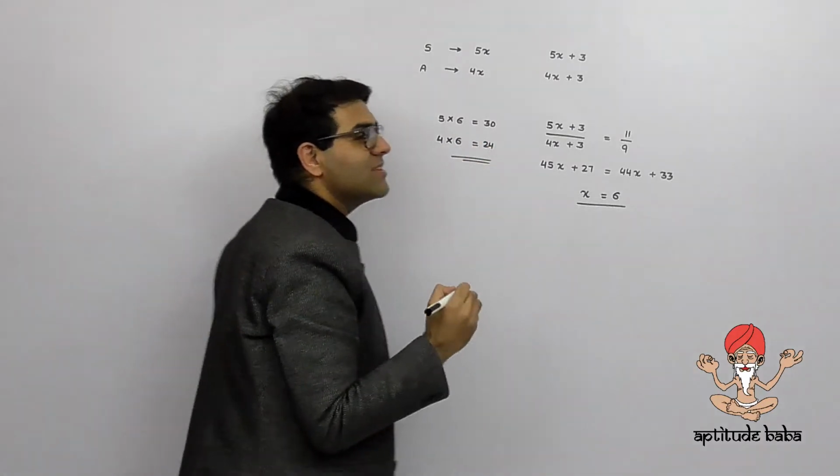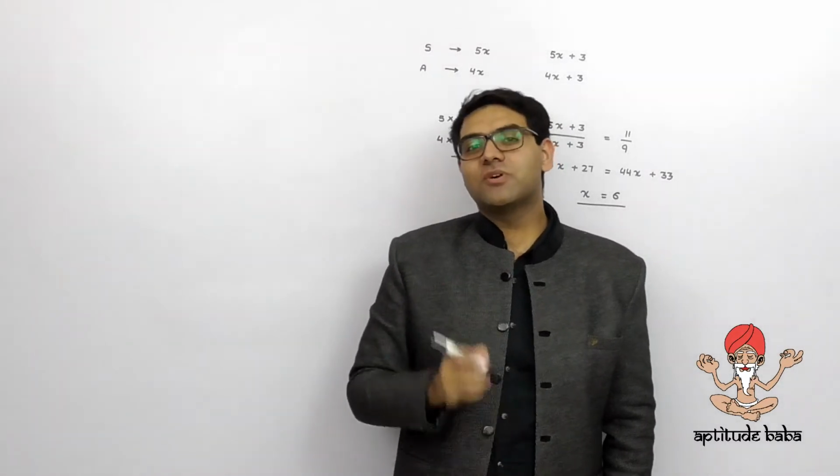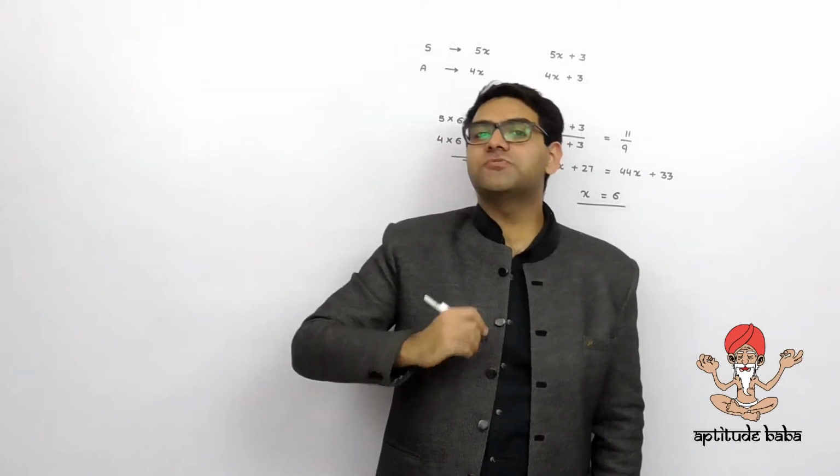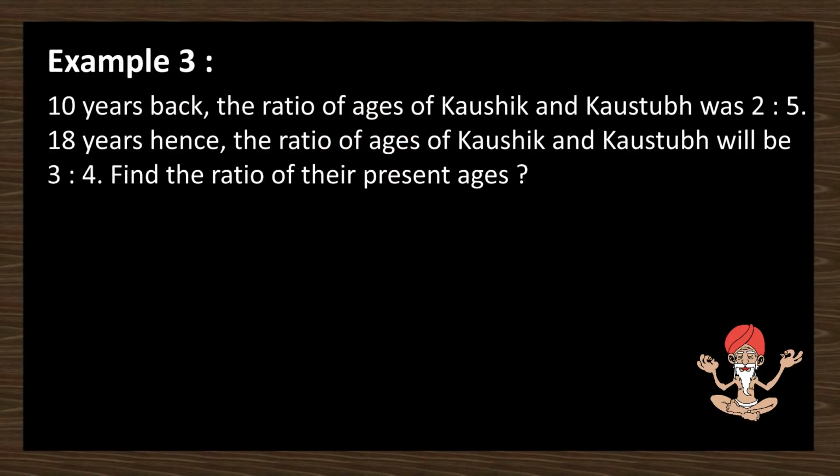Hopefully we are finding the questions based upon ages pretty easy to handle. Let's try out one more example and then we'll shift on to the next question type. 10 years back, the ratio of the ages of Kaushik and Kaustubh was 2:5. 18 years hence, the ratio of the ages of Kaushik and Kaustubh will be 3:4. Find the ratio of their present ages.